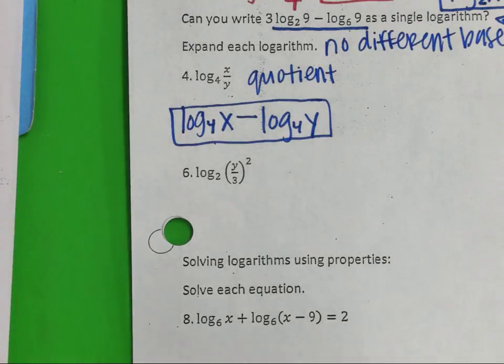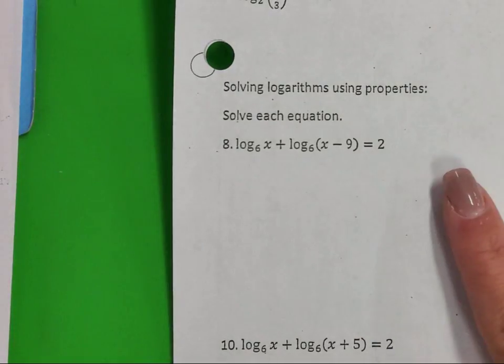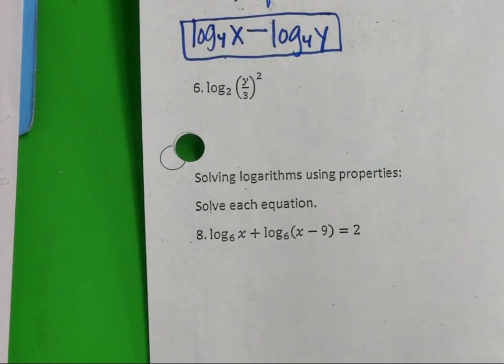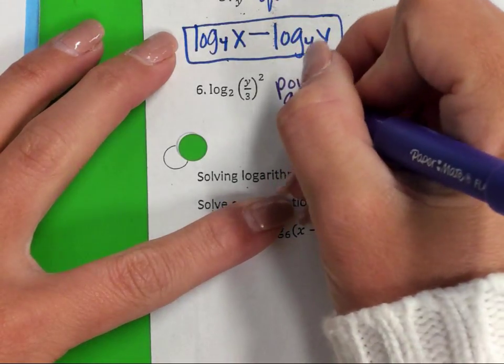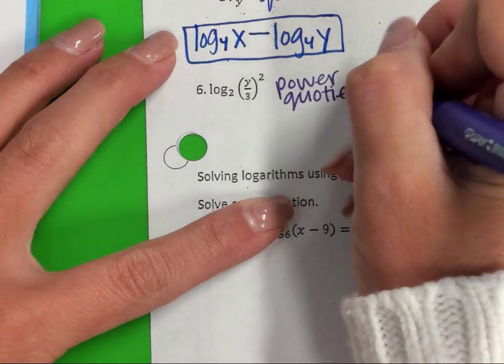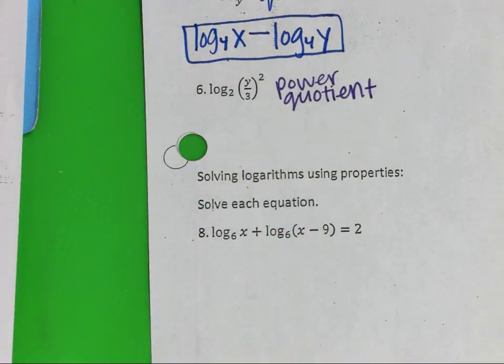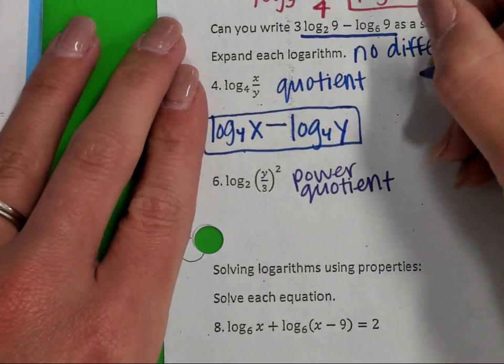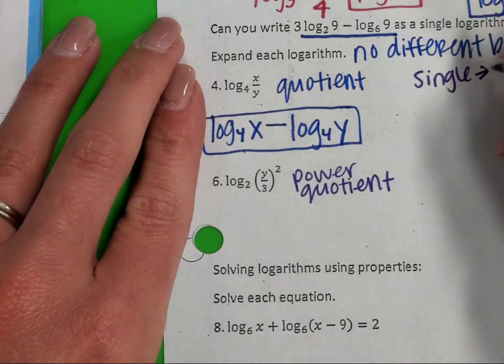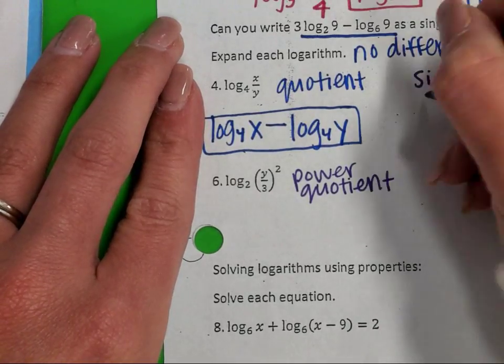Let's do one more together. Y'all pick one. 5, 6, or 7? 6. Okay. How many properties do you see? Tell me the first one. Quotient. We knew it was power because of the 2. We knew it was quotient because of division. Now, on the first ones we had to do what property first if there was multiple ones? Good. And this one we're going to do power last. So when we're going from single to expand, like on these, we're going to do power last.